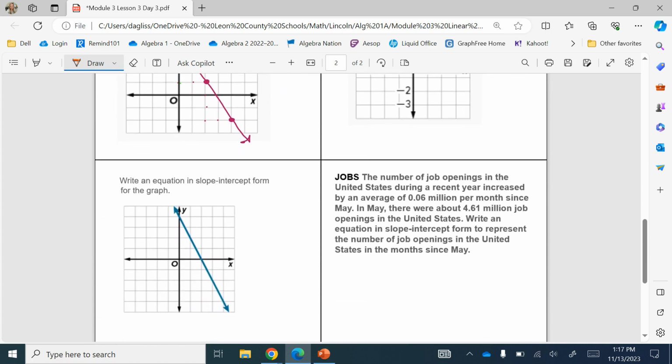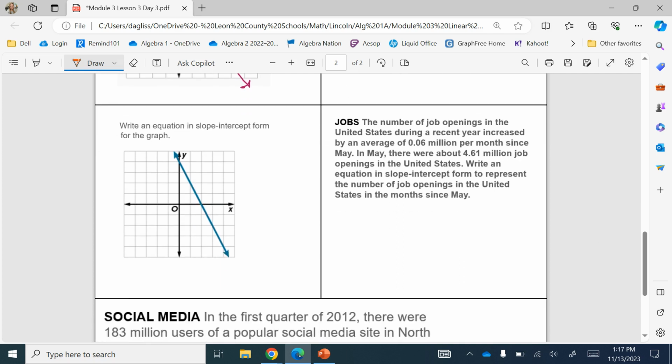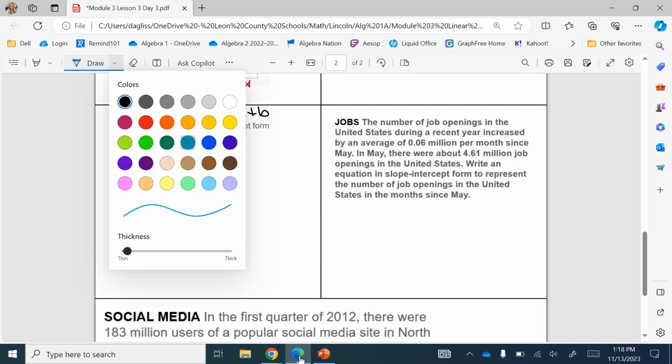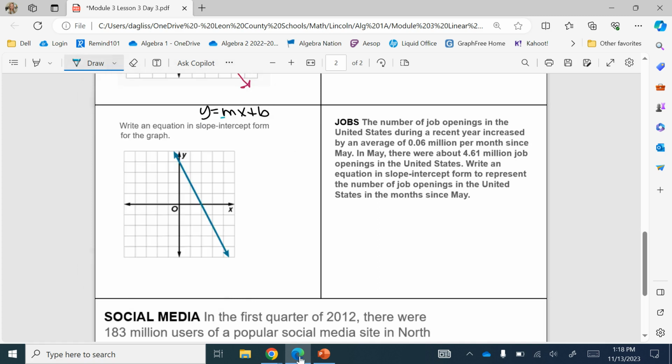All right, write an equation in slope-intercept form for the graph. So we're going from the graph to the equation. What is the equation? Y equals what? Okay, y equals mx plus b. We need something to put in the spot for m and something to put in the spot for b.